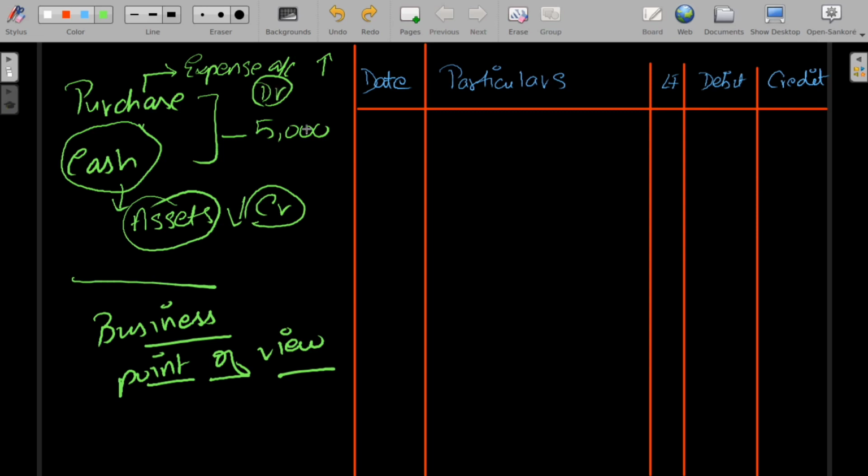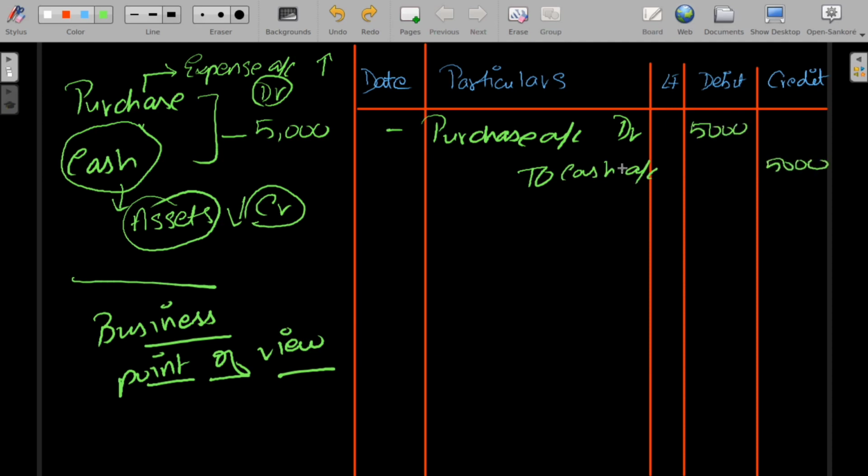So while putting this in the journal, the date is not given in this question, so we just leave it and we put it as purchase account debit to cash account, and we put the amount in the debit and credit column as 5,000.